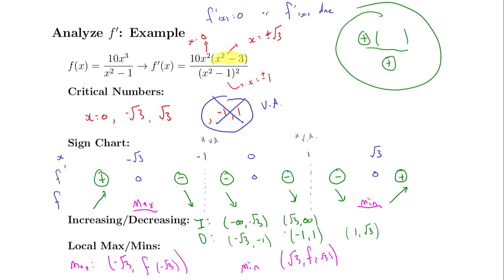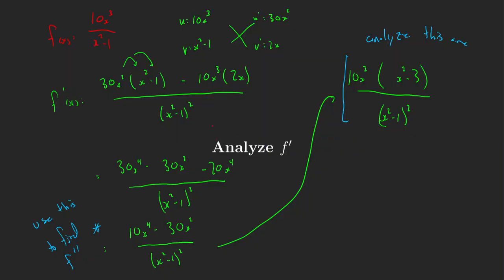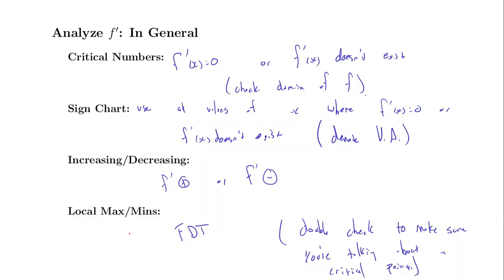All right. That's everything we need to know about the first derivative. There's a lot of stuff going on here, right? Cool. So now we're going to analyze the second derivative. So what I want to do is go back, and I want to grab this chunk here and say this is our first derivative, 10x to the 4 minus 30x squared over x squared minus 1 squared.